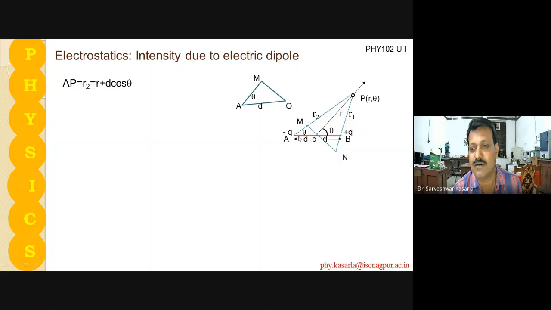The distance between these two points is very small. This theta can be equal to, say, this angle. So let us make use of this data and find the potential.